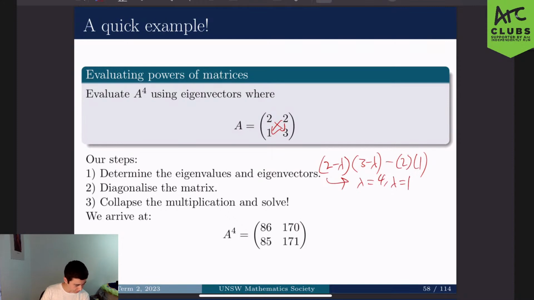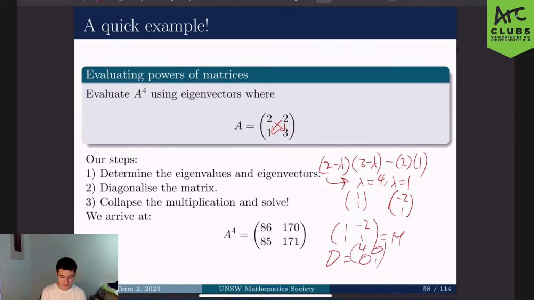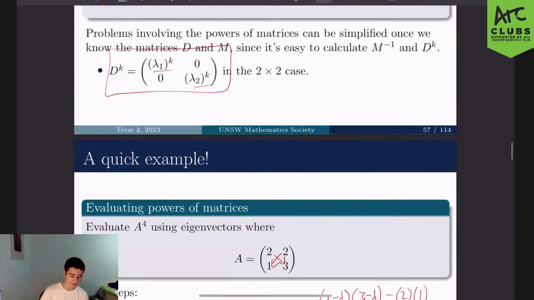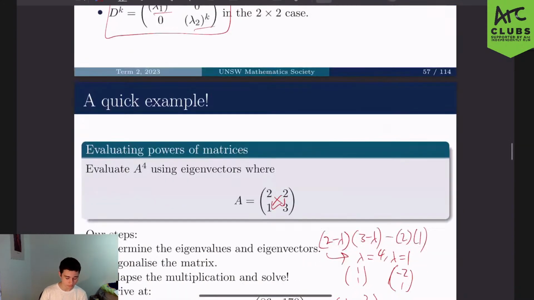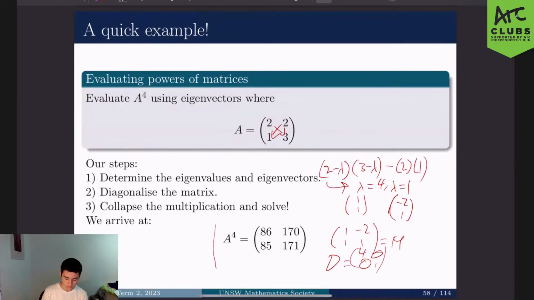The eigenvectors being (1, 1) and (minus 2, 1). And from this, we make a matrix, 1, 1, minus 2, 1, and that would be M. Yeah? Our diagonal matrix is going to be 4, 1, 0, 0, and so on. Once we find the inverse of M, we can then apply this diagonalization idea and solve for A to the 4, which is very handy, very neat.